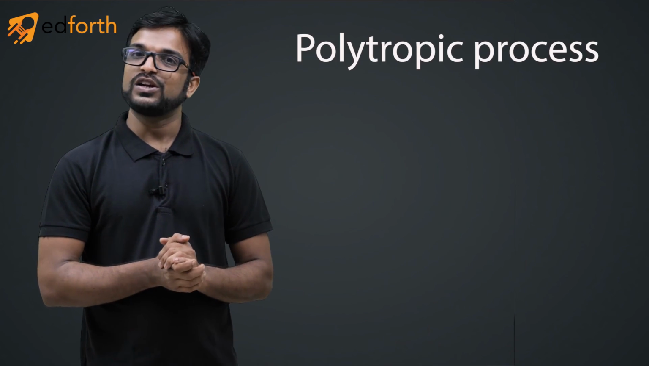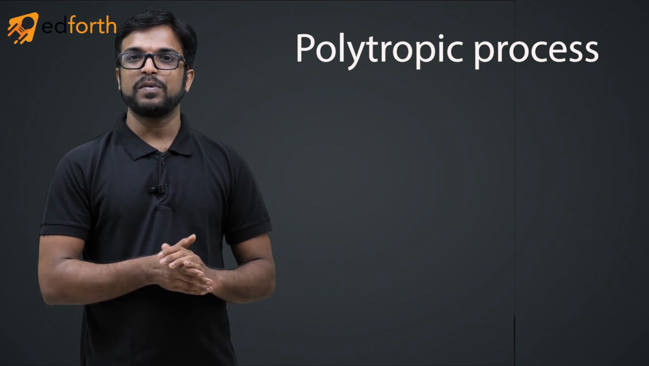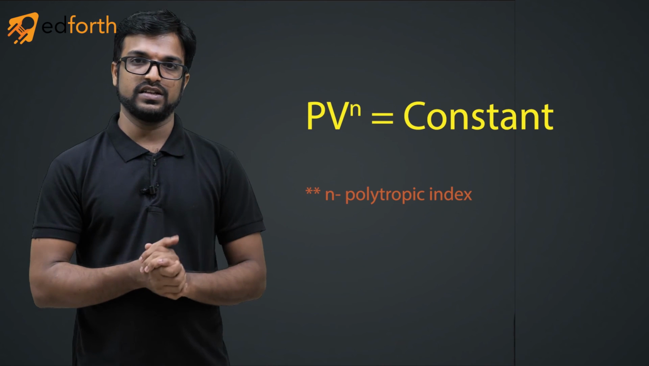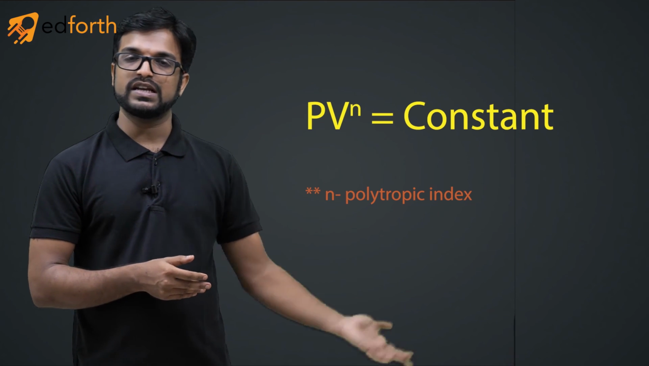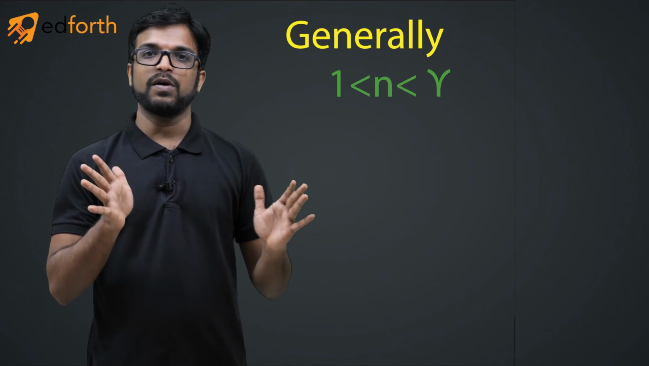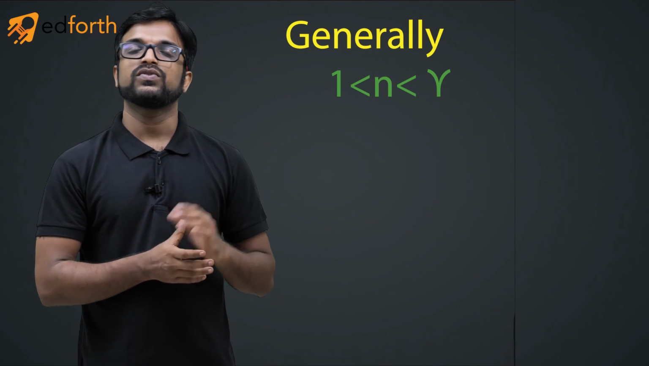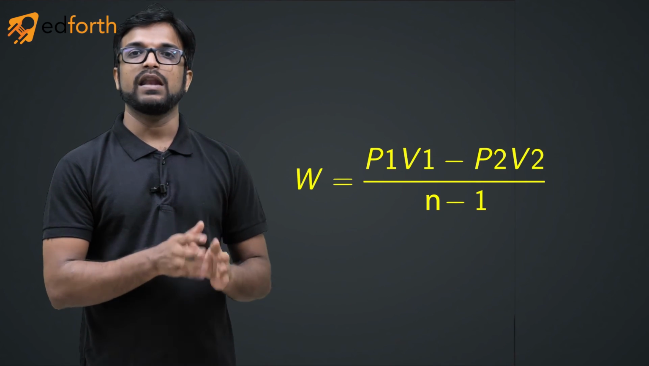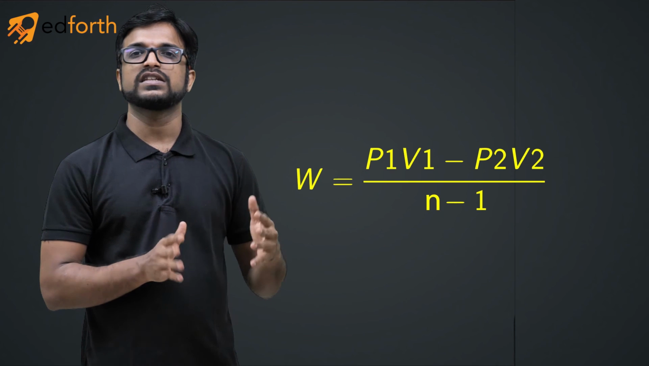Next is the polytropic process. A polytropic process follows a certain law that PV raised to n is constant. In a polytropic process, there can be work transfer, there can be heat transfer also. Generally this n value is between 1 and the gamma value of that gas. So for that we can get that work transfer is equal to P1 V1 minus P2 V2 by n minus 1. The derivation will be exactly the same as that we followed for the adiabatic process.